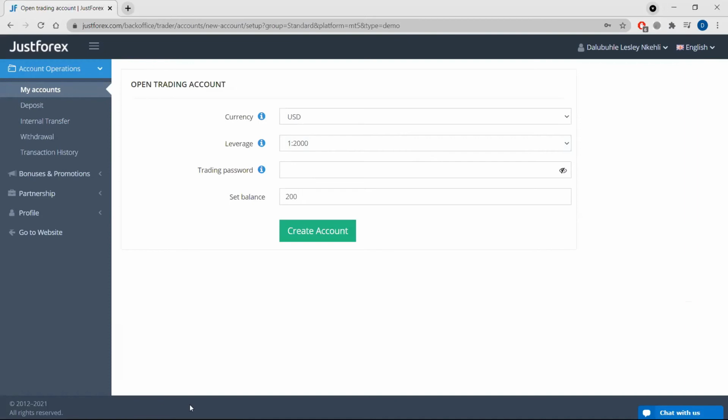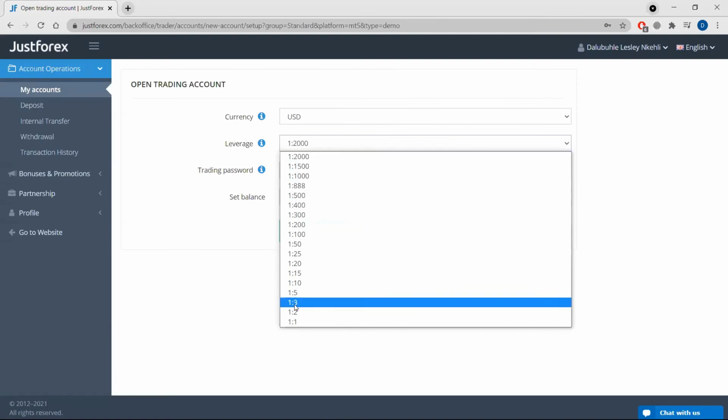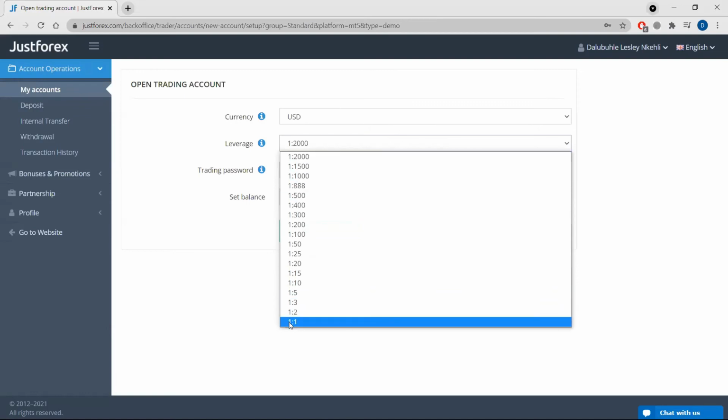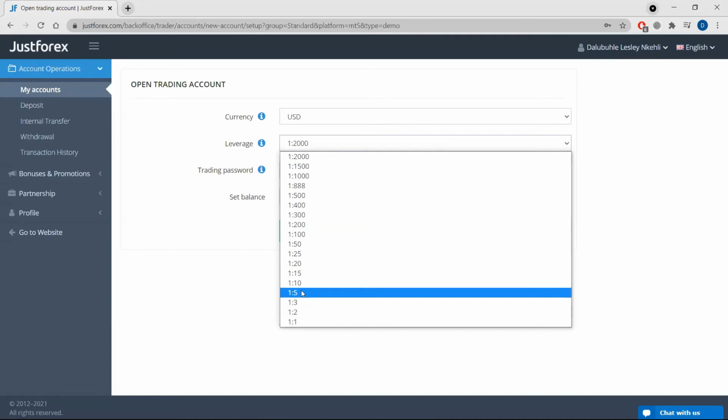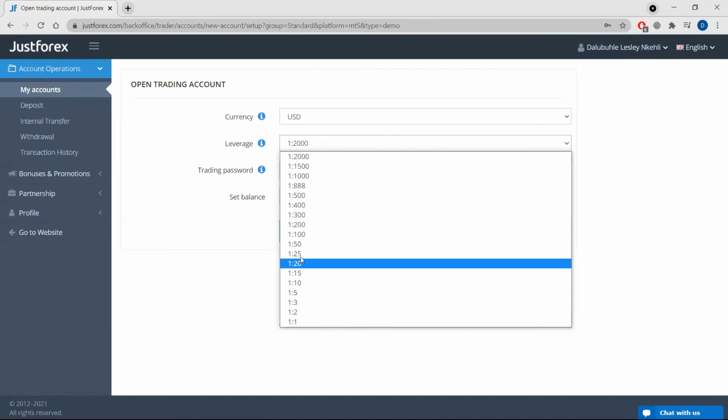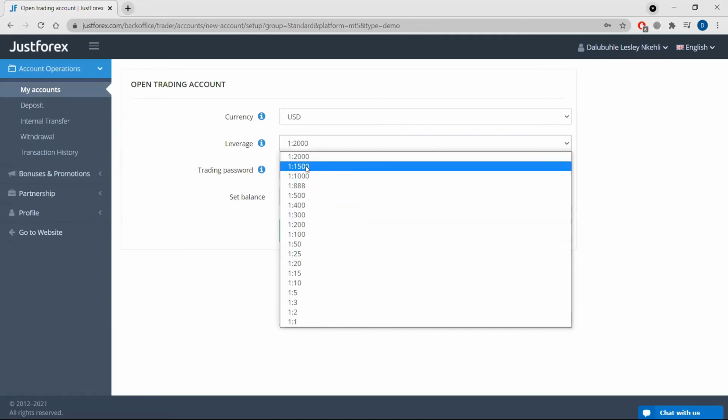All right, so let's see. I want my pen here. Where's my pen? Your currency, we'll keep it USD. And then leverage. This is the important part that you're talking about. You see, there are many options. 1:1 means there is no leverage, no multiplication. 1:2, you now understand what is happening here. 1:100, and so on and so on.